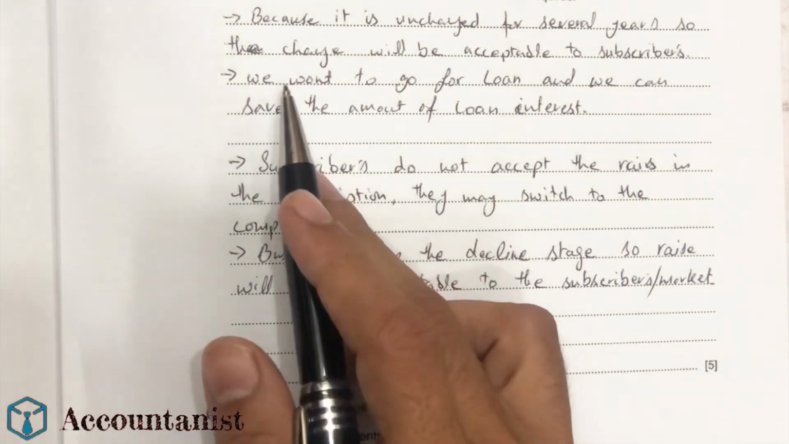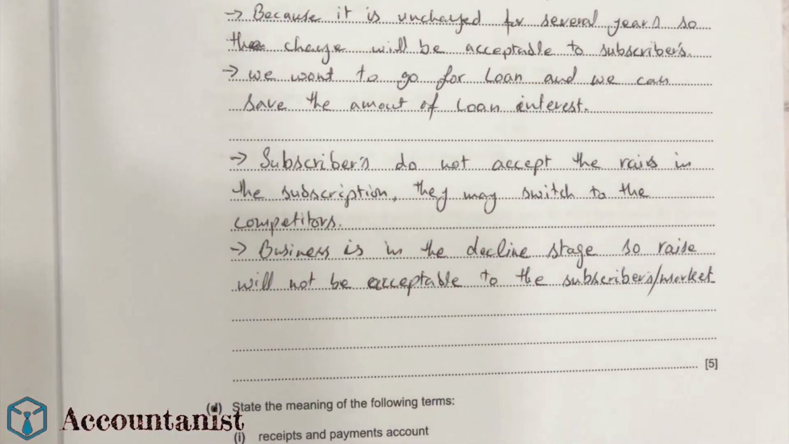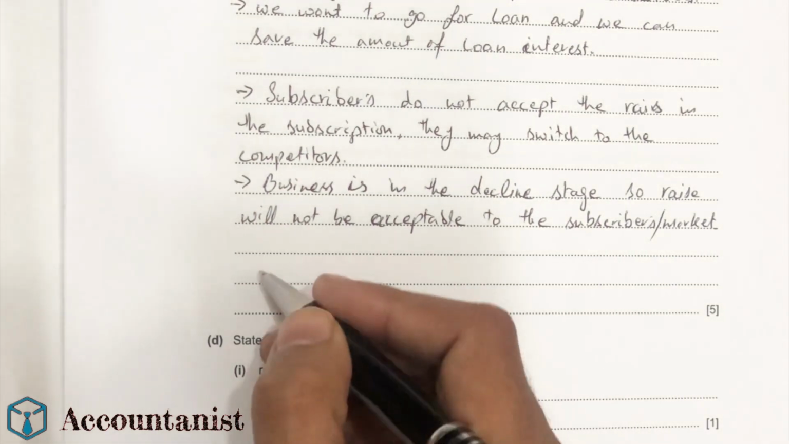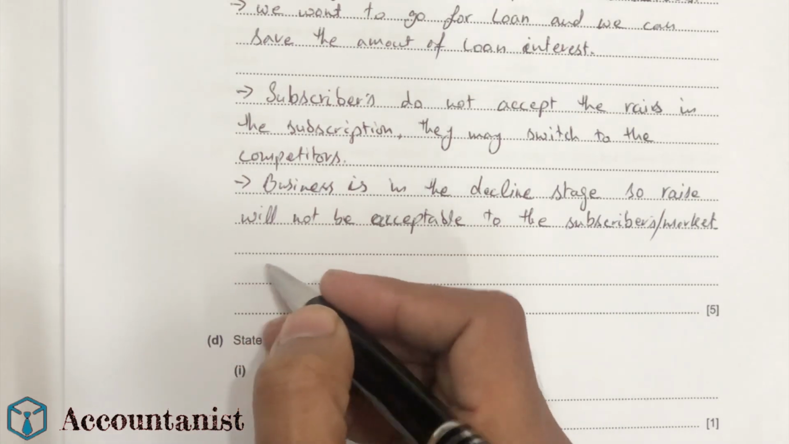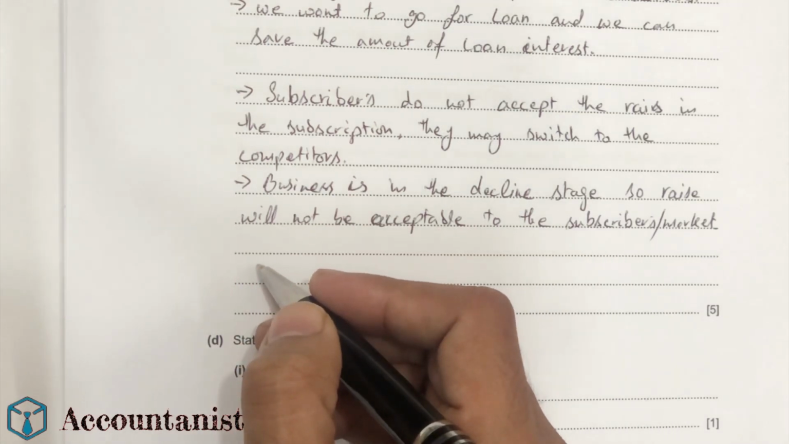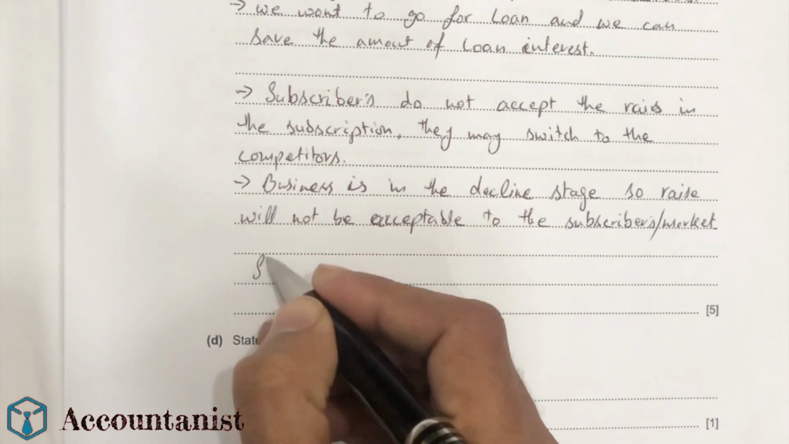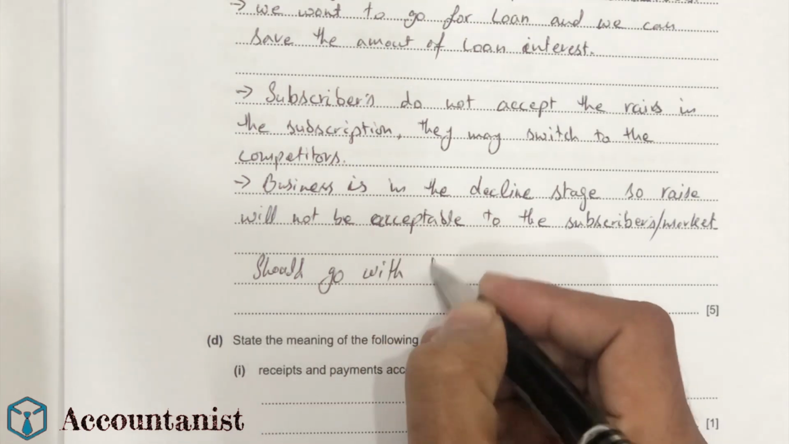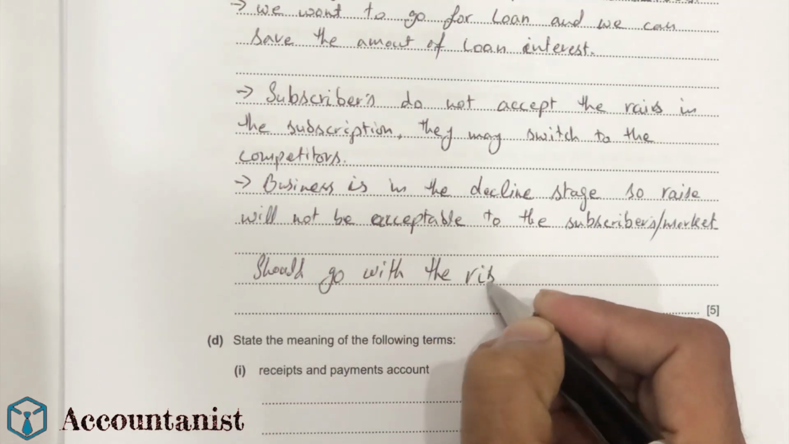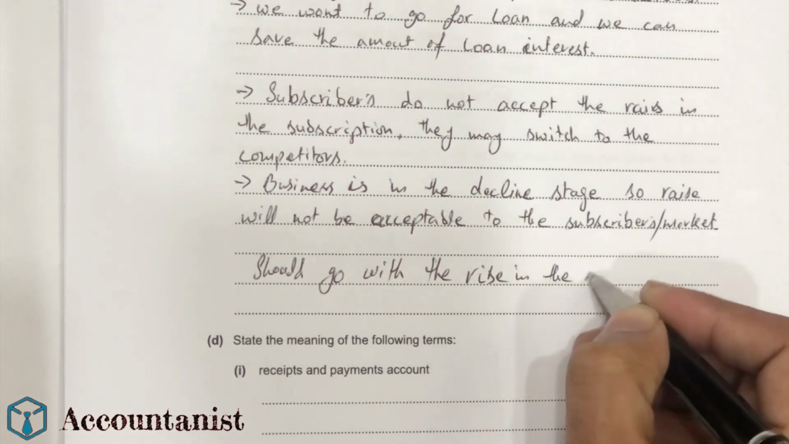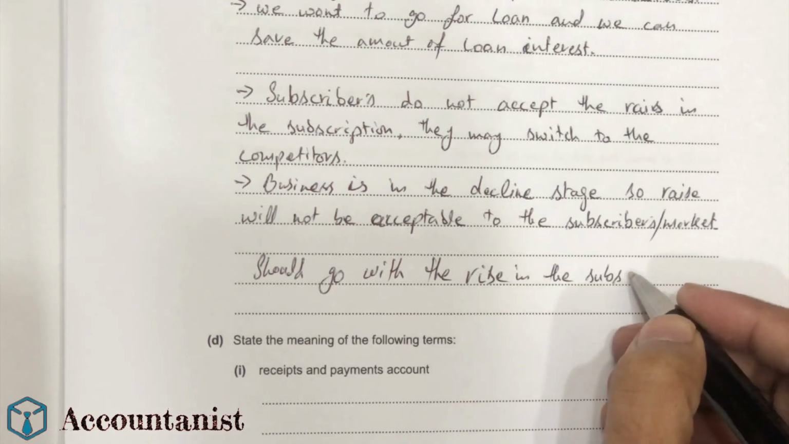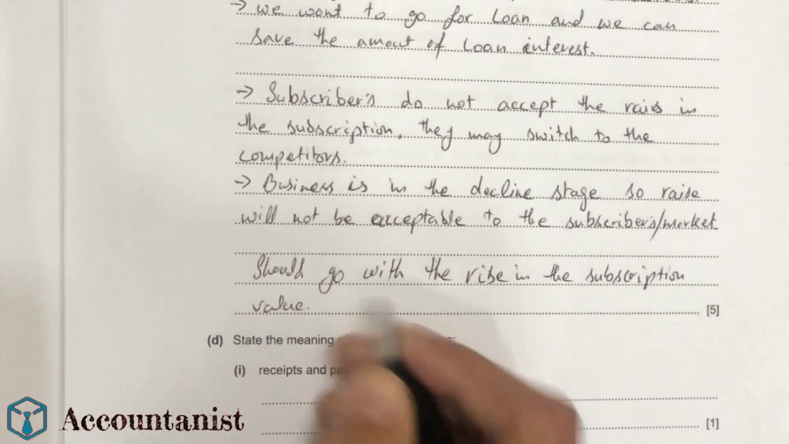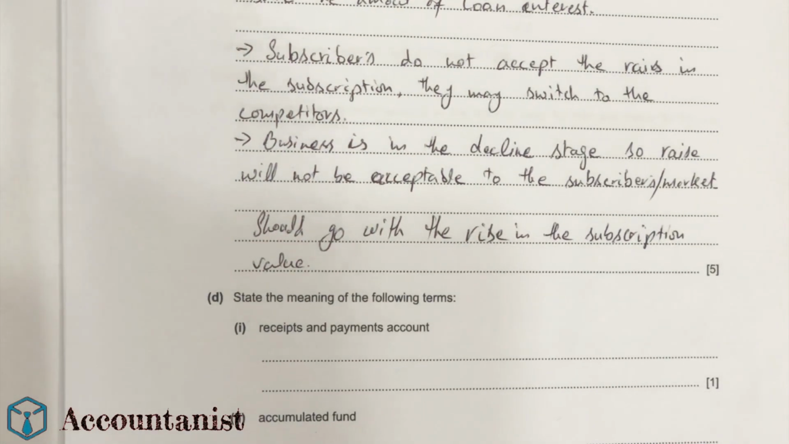There will be 2 marks for the advantages and 2 marks for the disadvantages, and the last mark is for the advice. So that can be: the treasurer, or you can say the favorite book club, should go with the rise in the subscription amount. So that can be the answer for this 5-mark question.